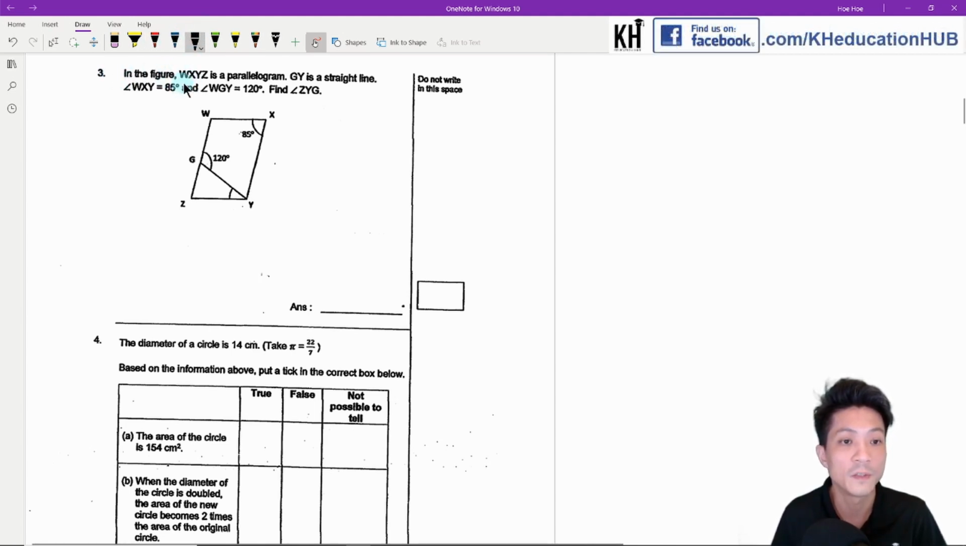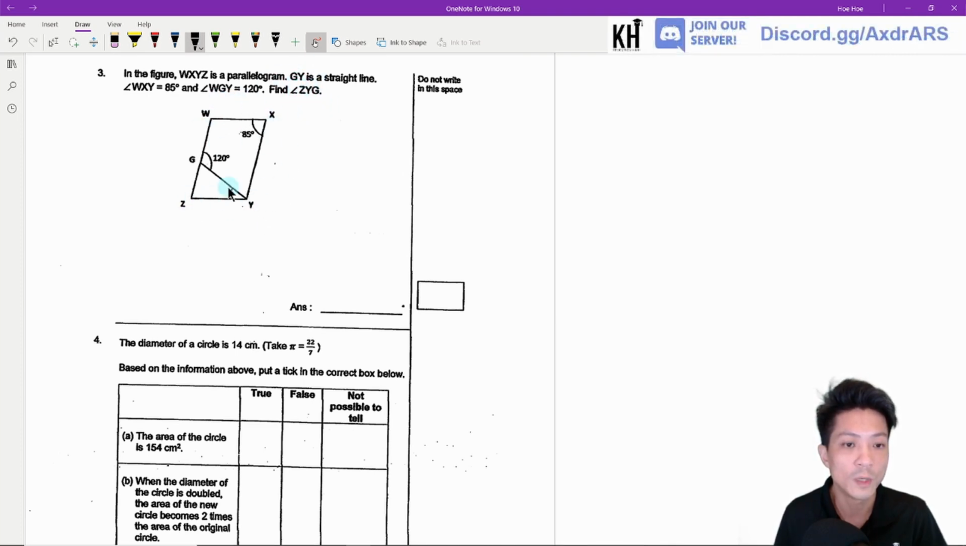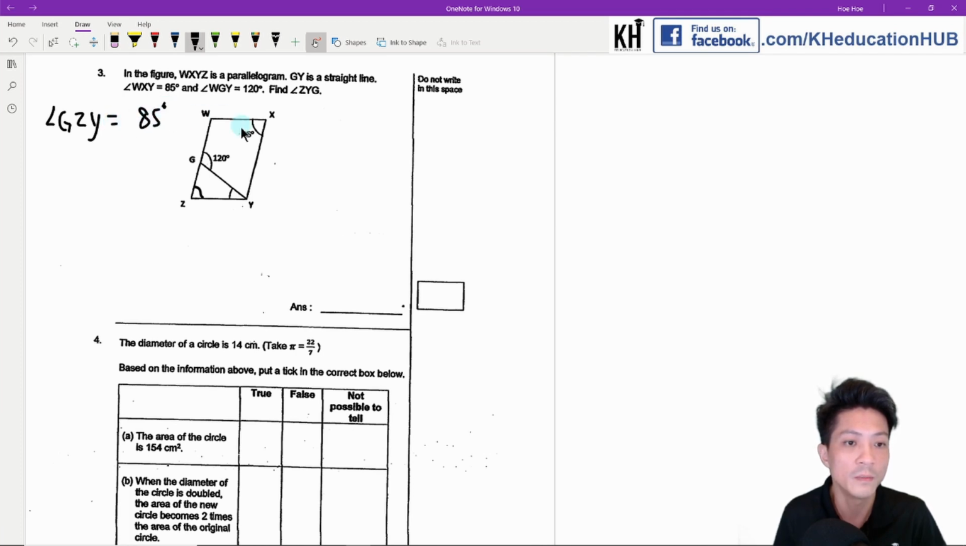Okay, question 3. In the figure, WXYZ is a parallelogram. GY is a straight line. Angle WXY is 85 degrees. Angle WGY is 120 degrees. Find angle ZYG, which is over here. First I can find this angle over here, which is angle GZY is equals to 85 degrees because opposite angles are the same for a parallelogram.